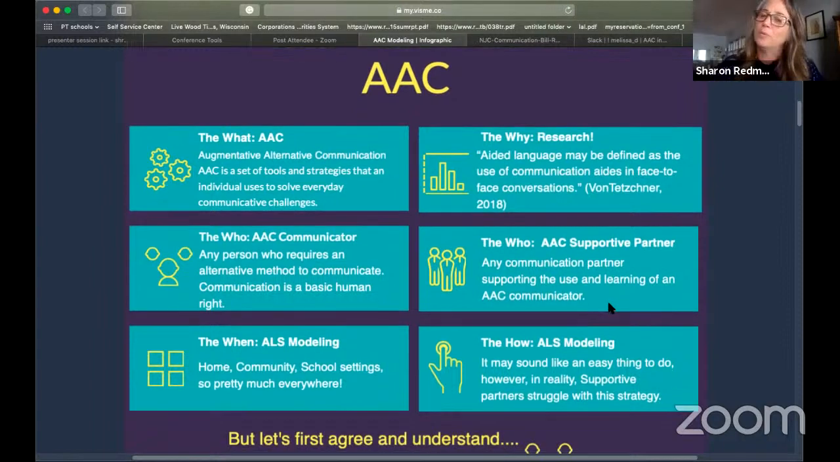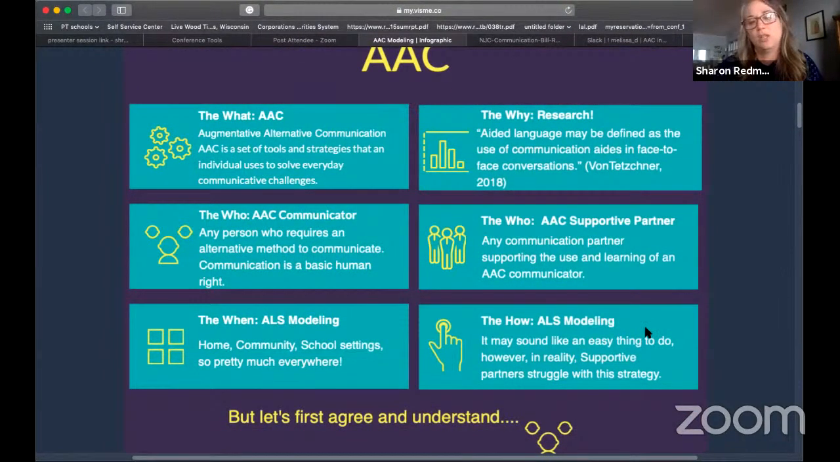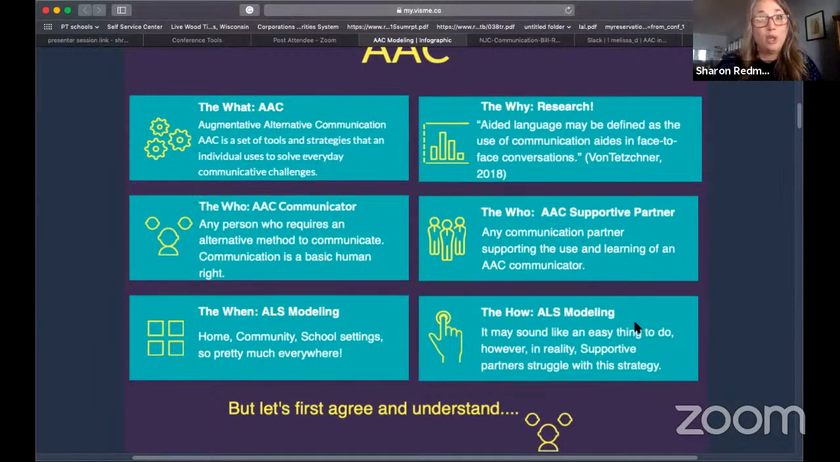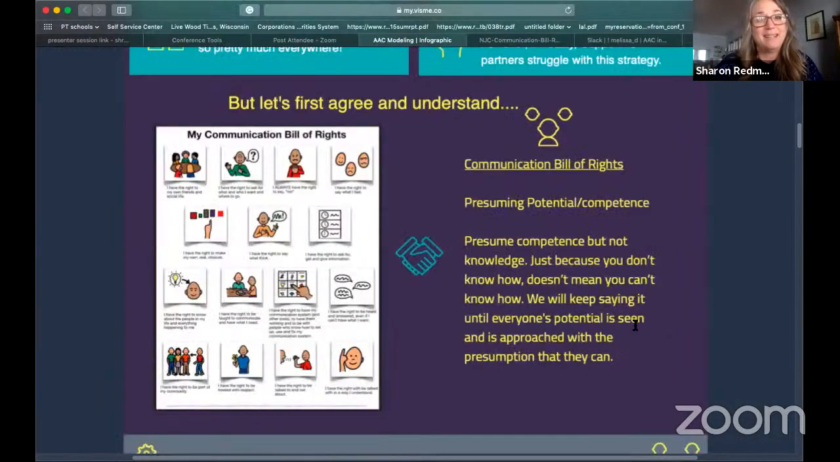And then the how, right? The how of aided language stimulation or modeling. So it sounds like a really easy thing to do. I think this is the area where I've made the most mistakes in how to support my paraeducators and parents within the home and school and community setting on how to do modeling. And so hopefully you'll learn from quite a few of my mistakes.